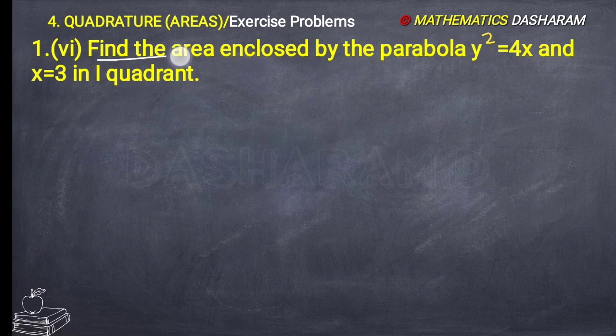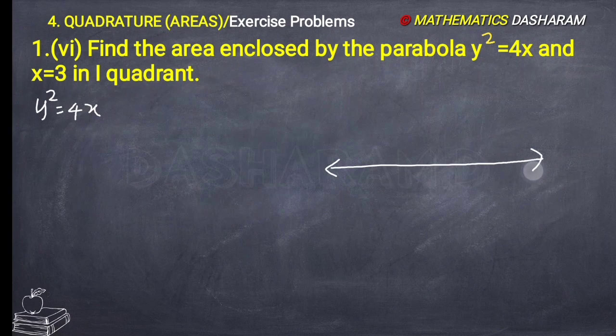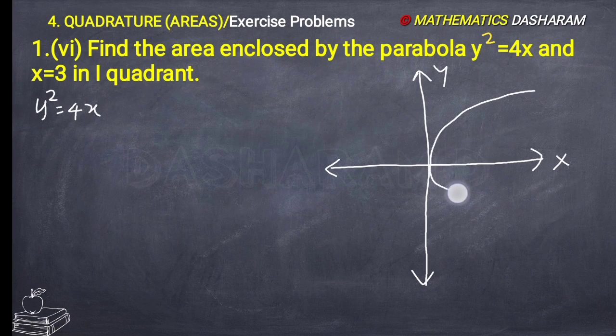Sixth question: find the area enclosed by the parabola y square equals 4x and the line x equals 3 in the first quadrant. Given that y square equals 4x, its graph is here: y square equals 4x graph, with the x-axis and y-axis. This is the y square equals 4x graph.